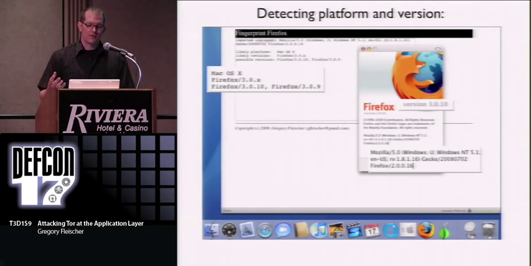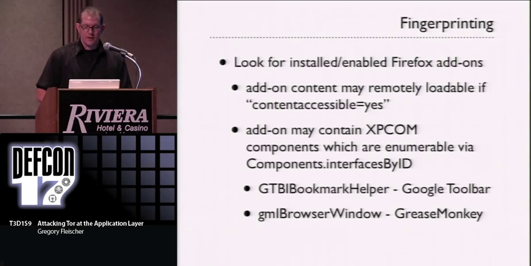So this allows us to unmask the real user information. I don't know how well you can see this, but this is looking at Mac OS X, and Firefox is claiming that this is Windows 2.0.16, but it's actually 3.0.10 on Mac OS X. So, using this, we can very easily and very quickly identify specific user agent strings, even if you've attempted to hide them. We can also look for installed and enabled Firefox add-ons.